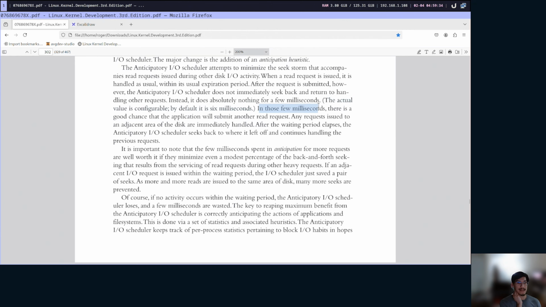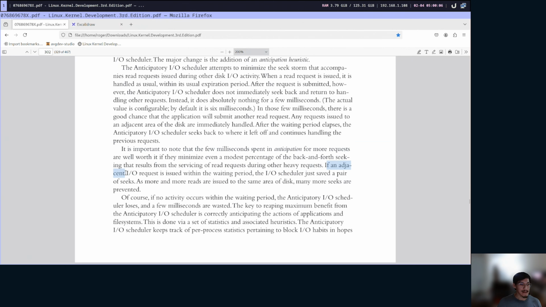In those few milliseconds, there is a good chance that the application will submit another read request. Any requests issued to an adjacent area of the disk are immediately handled. After the waiting period elapses, the anticipatory I/O scheduler seeks back to where it left off and continues handling the previous requests. It is important to note that the few milliseconds spent in anticipation for more requests are well worth it if they minimize even a modest percentage of the back and forth seeking that results from the servicing of read requests during other heavy requests.